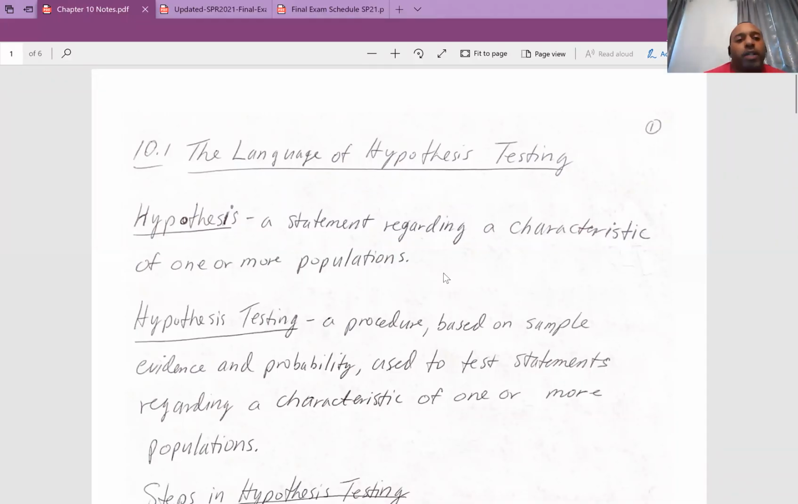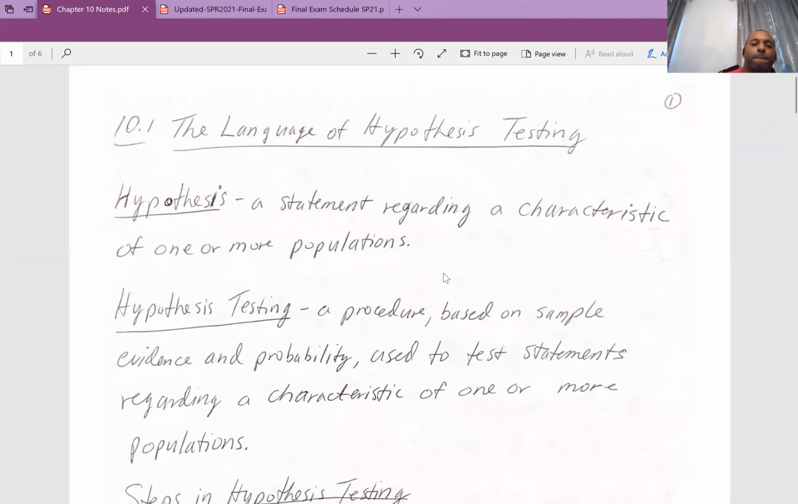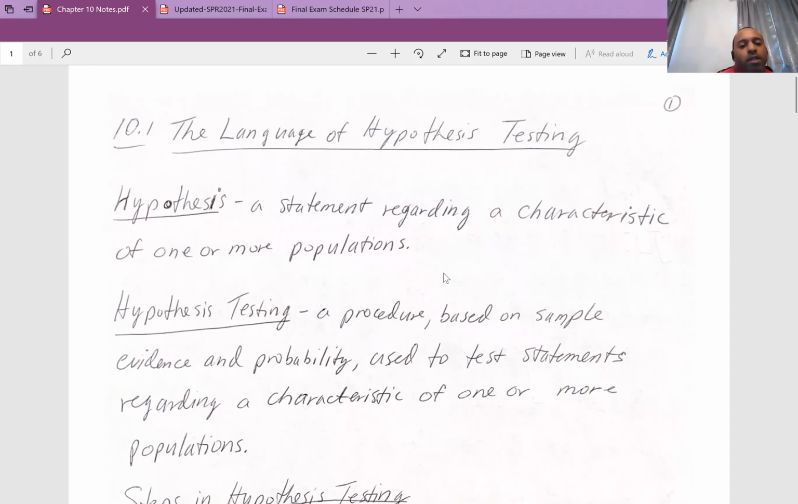All right, so we're looking at the language of hypothesis testing, 10.1. A hypothesis is a statement regarding a characteristic of one or more populations. And hypothesis testing is a procedure based on sample evidence and probability used to test statements regarding a characteristic of one or more populations.